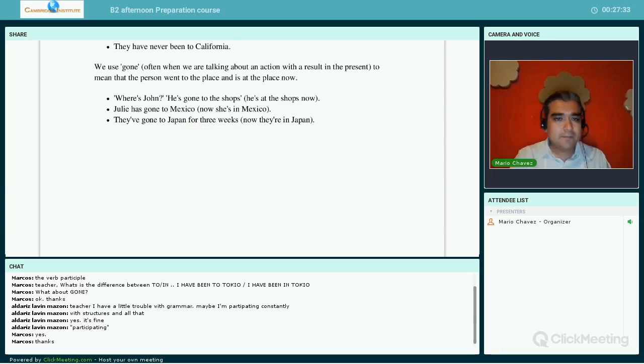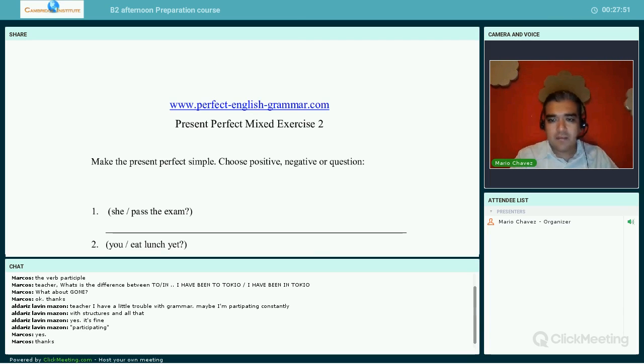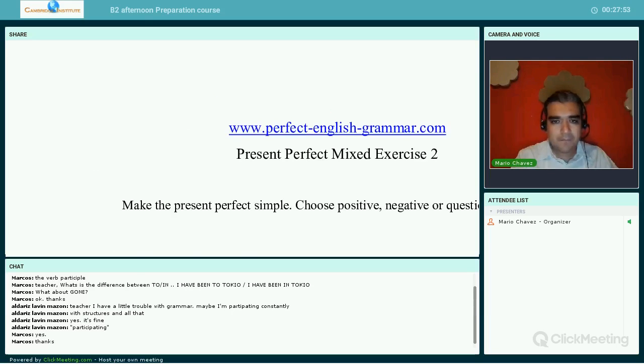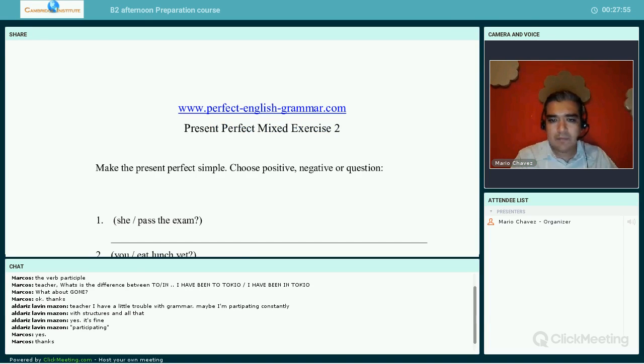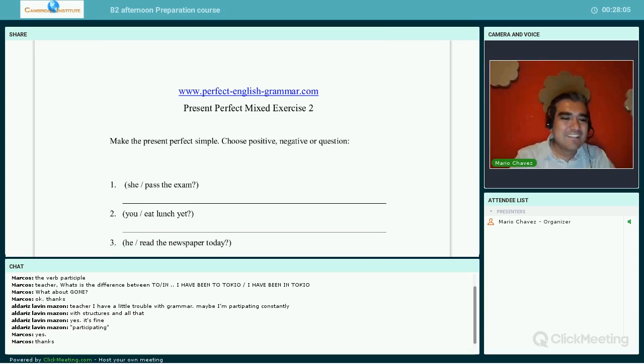Nope. Let's go to the activities. All right. Let's go to the activities. And here is the activity, guys. I don't know what happened to Carla, probably because of the rain, right? They say it's raining. No classes today.